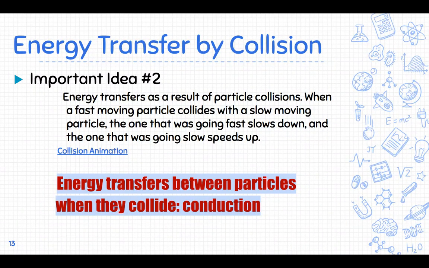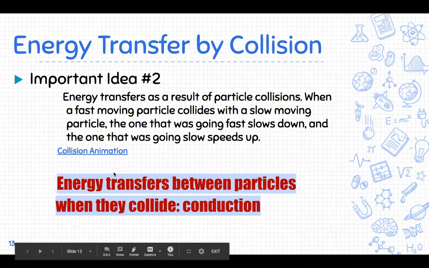Important idea number two. Energy transfers as a result of particle collisions. When a fast-moving particle collides with a slow-moving particle, the one that was going fast slows down, and the one that was going slow speeds up. An analogy I like, because it's good this time of year with all the snow, is a car at a stop sign and a car that can't stop because of the ice. If the car that can't stop hits the car at the stop sign, the car at the stop sign moves forward because the faster car hit it. And the car that hit it slows down because it's giving its energy to the car at the stop sign. So energy transfers when particles collide.